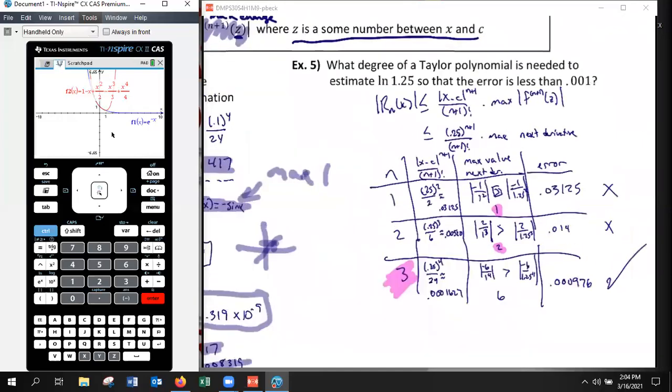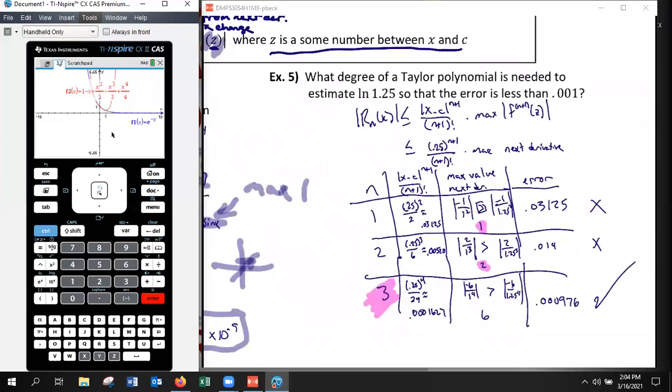Last but not least is what I hinted at earlier. What degree of the polynomial do you need to estimate to have an error less than, in this case, 0.001? So if I want to estimate the natural log of 1.25, I like to write out my formula until I know it. The error is going to be less than or equal to the coefficient of the next term times the maximum value on that next term. To find the coefficient, we just have to set up a t-chart. Our x value is 1 because we centered it at x equals 1.